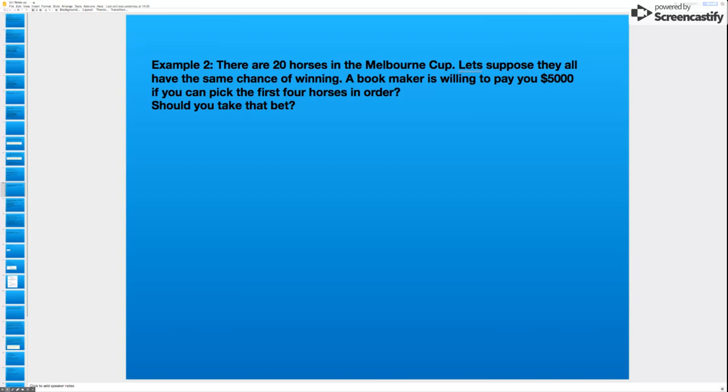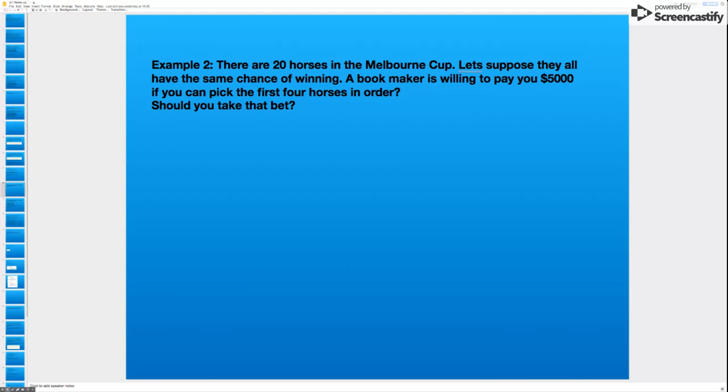So let's start looking at taking this a bit more theoretical with a few more examples to start with. 20 horses in the Melbourne Cup. Let's suppose they all have about the same chance of winning. A bookmaker is willing to pay you $5,000 if you can pick the first 4 horses in order. Should you take that bet?